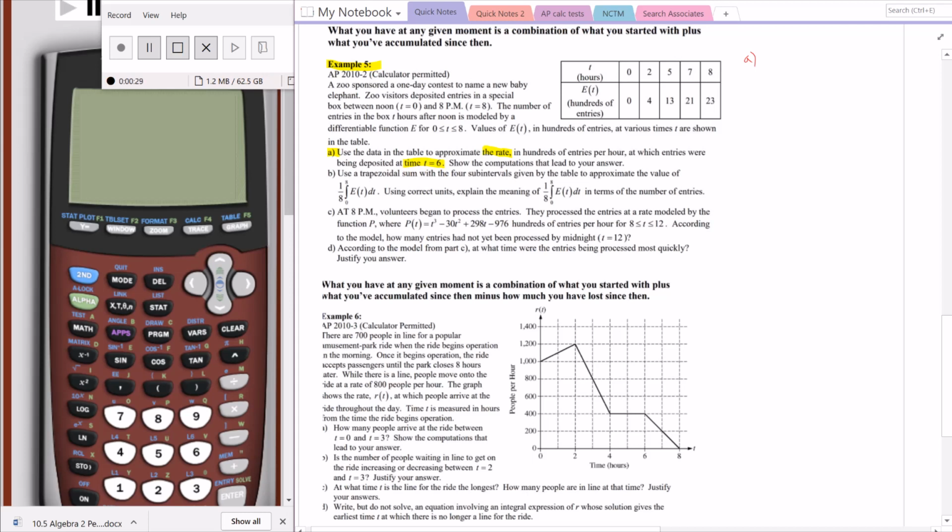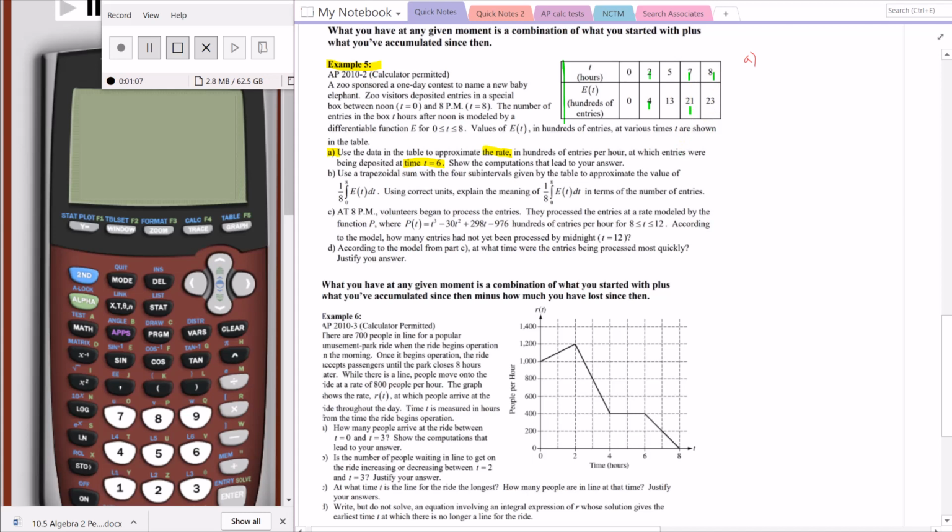All right, so the main information that we're given here is this table, right? Where t is in hours and E of t is in hundreds of entries of people to the zoo after that many hours. So at time 0, there were zero people at the zoo. At time 2, there were 4, or 400 people at the zoo. At time 5, after 5 hours of being open, there were 1,300 people. At time 7, there were 2,100 people. At time 8, there were 2,300 people at the zoo.